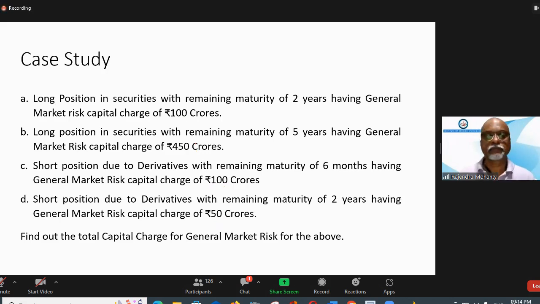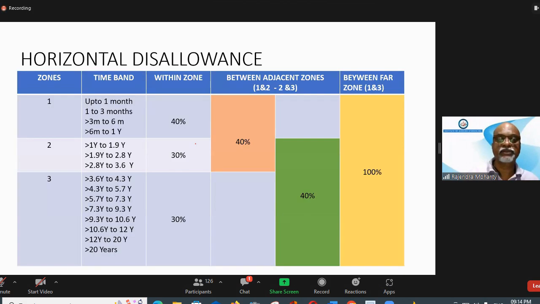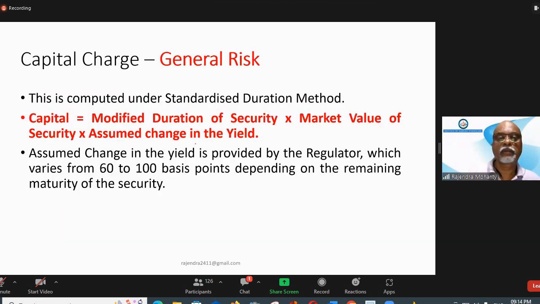Sir, can you take me to the slide where you had mentioned this one? This one you want? Hello? I can't hear you. I think the net is becoming slow or something. The modified relation, the formula, sir? No, sir. Before that, the formula which you had written in red. I wanted to take a screenshot of that. Yeah, this one?